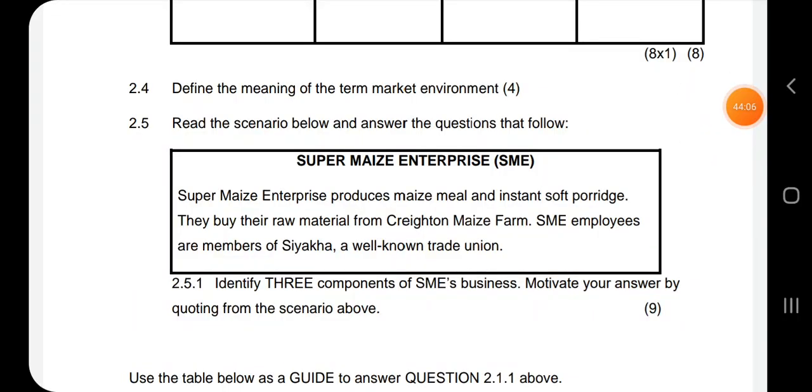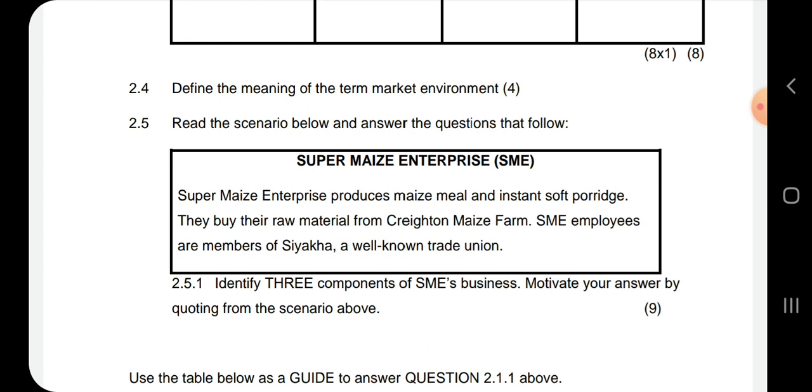And then you are asked to define the meaning of the term market environment. What is a market environment? A market environment exists outside the business. The business has no control over it. And the market environment deals with how the business sells the product, who they sell to, who supplies them, and all that. So it's very easy to answer this type of question.